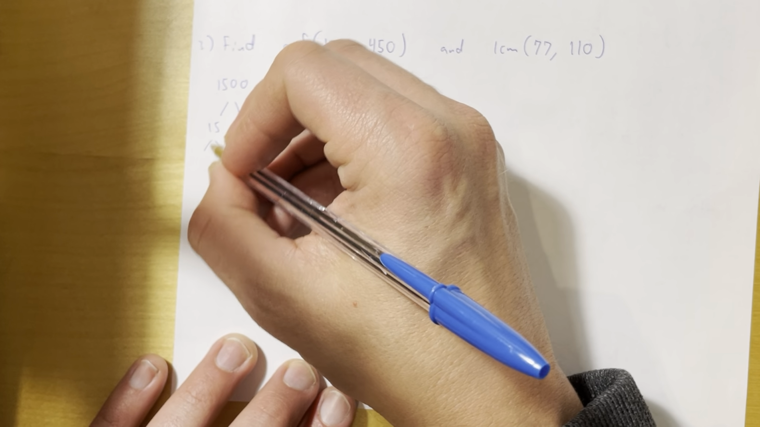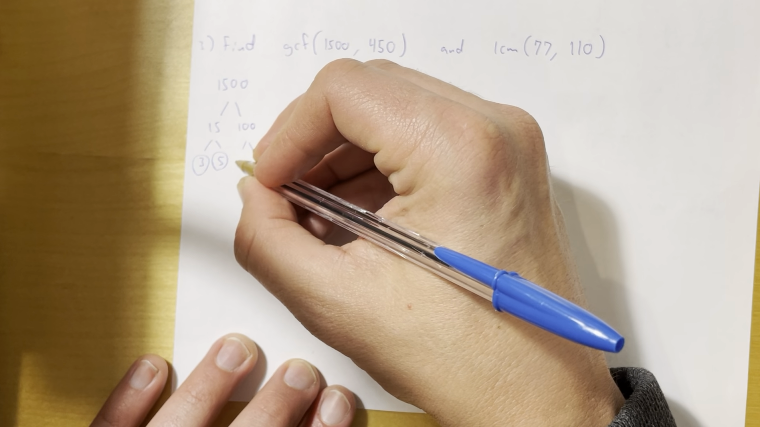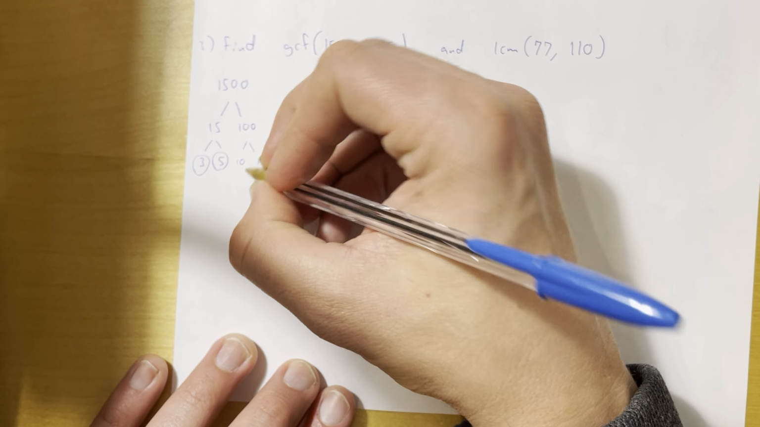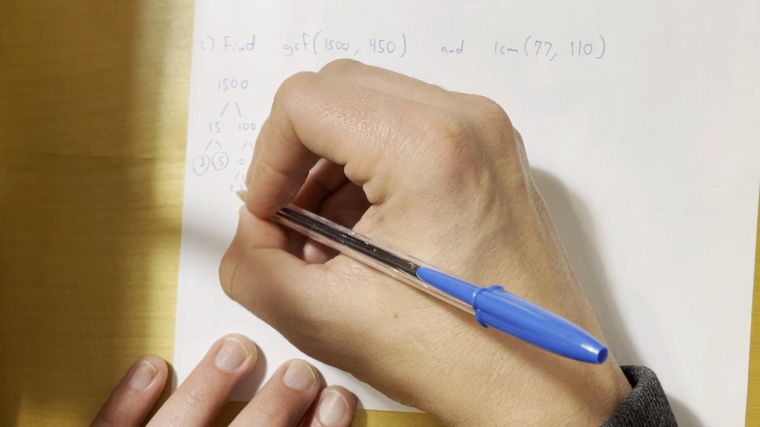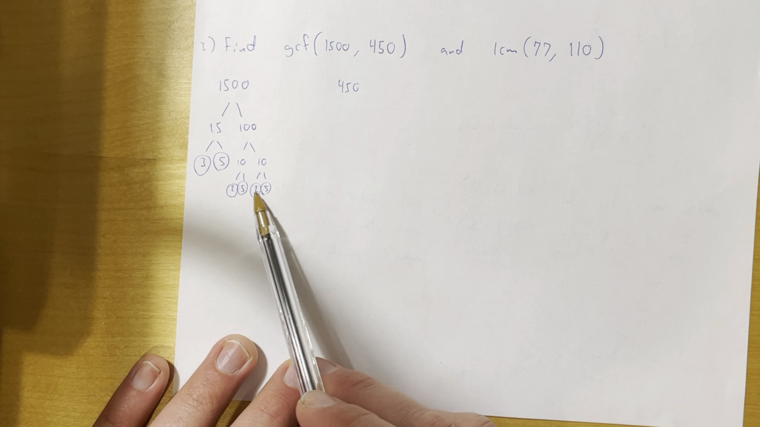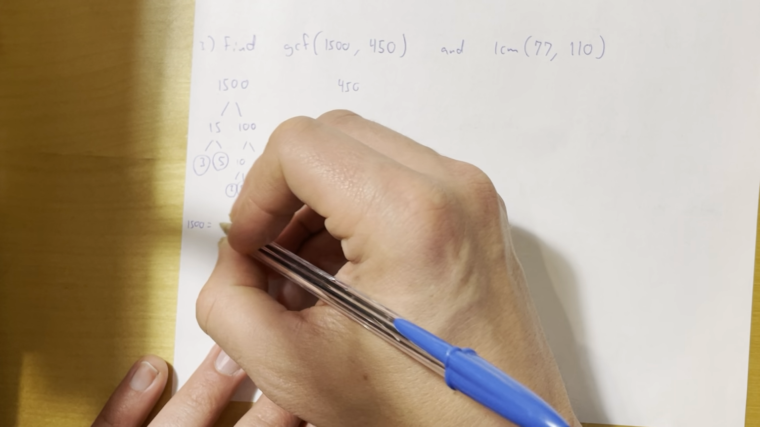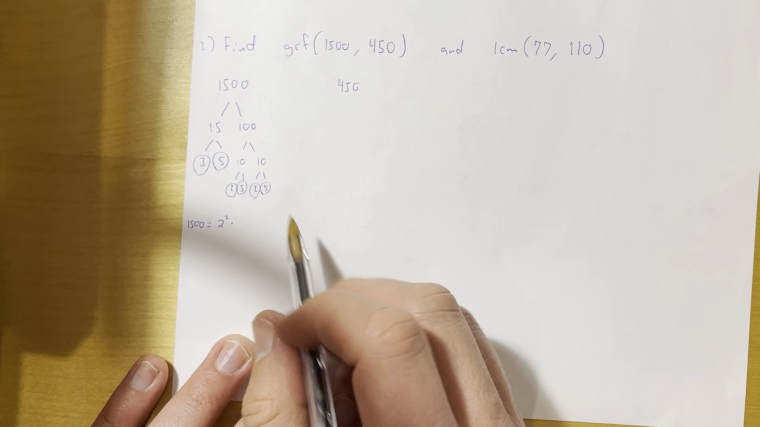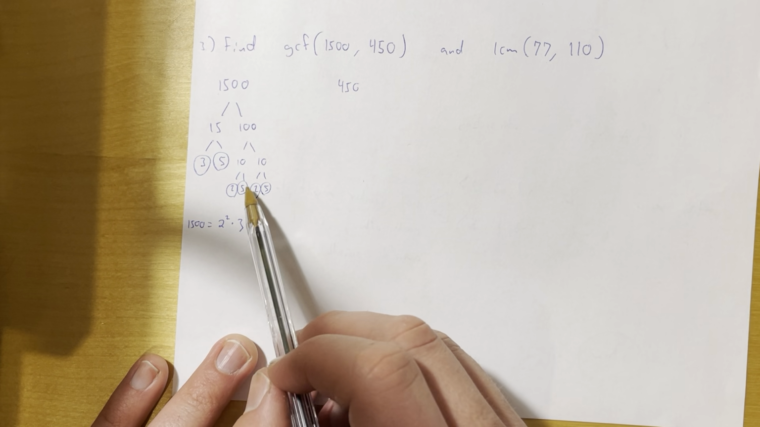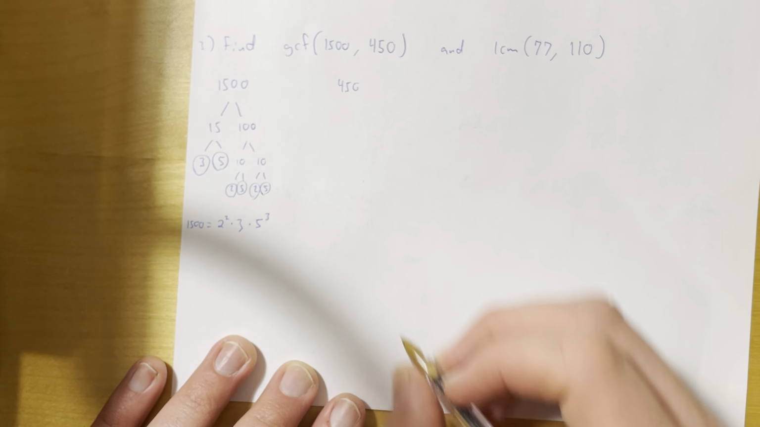So let's keep going. 15 is 3 times 5. Both of those are prime. 100 I could write as 10 times 10, and each of these are equal to 2 times 5. Okay, so now looking at the factors that I have, 2 2's, so that means 1500 is equal to 2 squared times, I have a 3 showing up, and that's the only 3, times, 1, 2, 3 5s are showing up in there, so I would write 5 cubed.